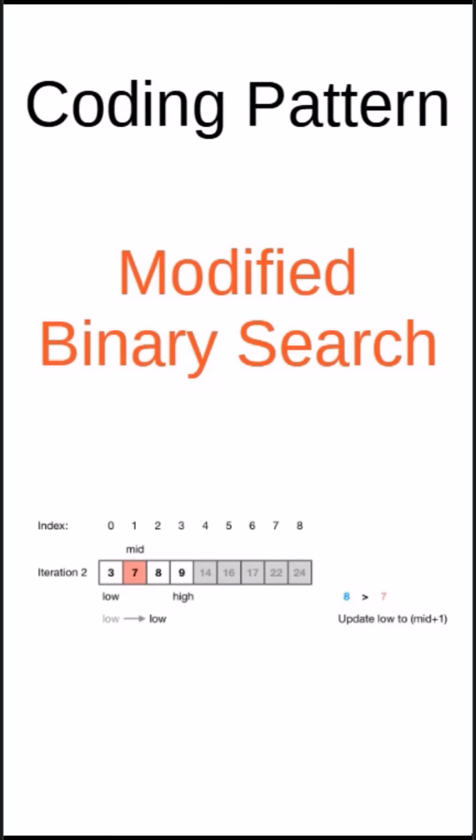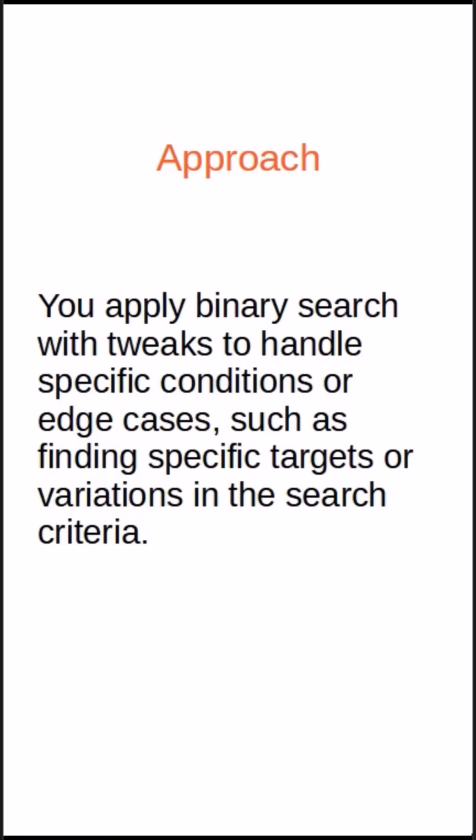Let us explore the modified binary search pattern. It is a powerful technique for efficiently searching a sorted array or list with variations. So how does it work? You apply binary search with tweaks to handle specific conditions or edge cases, such as finding specific targets or variations in the search criteria.